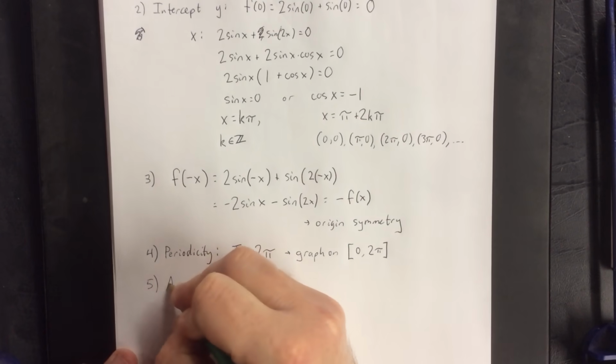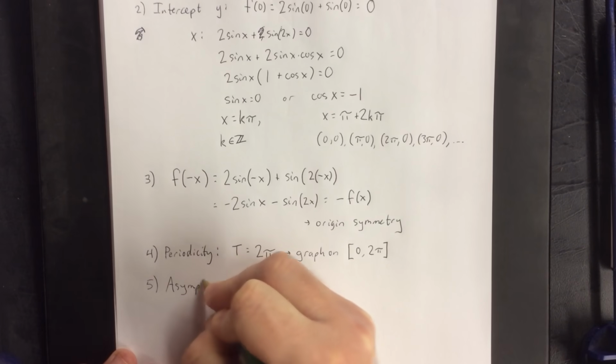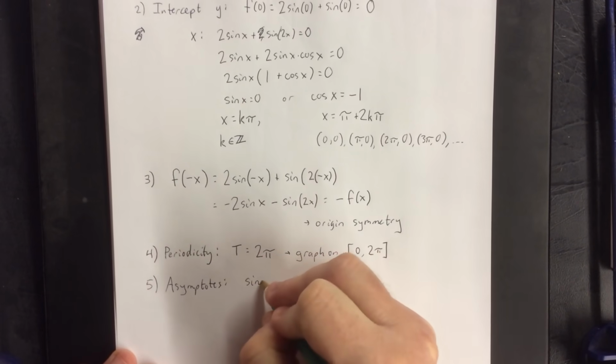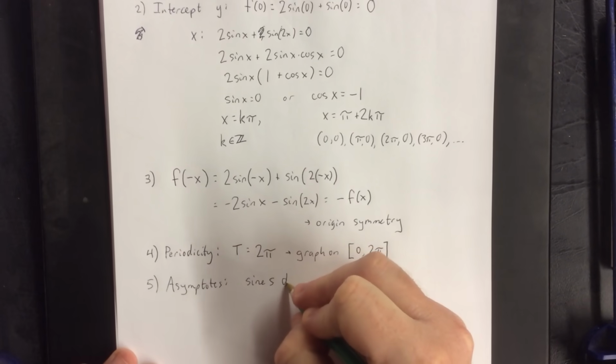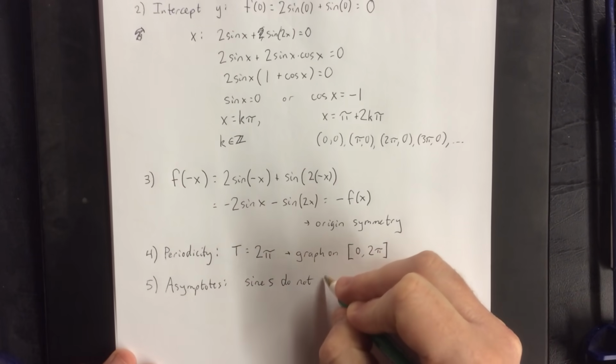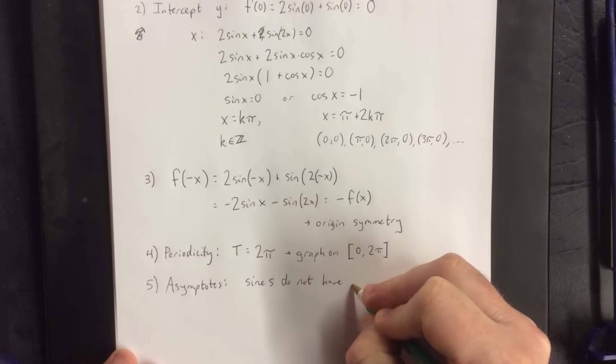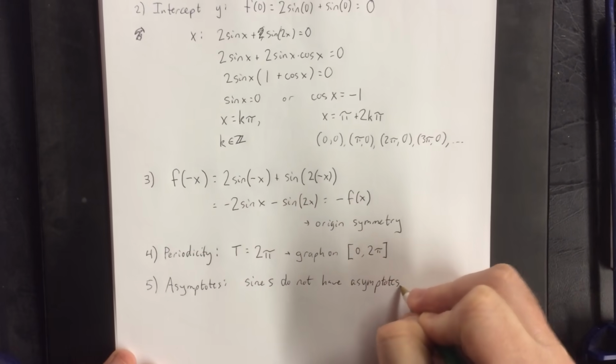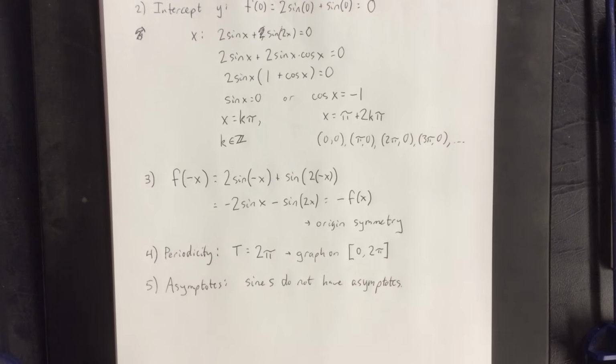Next up, we'll consider some asymptotes. Asymptotes do not apply here because sine functions do not have asymptotes. So once again, rational functions, other trig functions like tangent, cotangent, secant, or cosecant, exponential functions, things like that will have asymptotes. Sine functions do not have asymptotes.